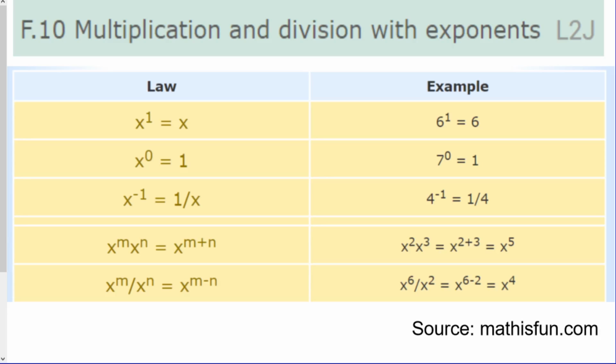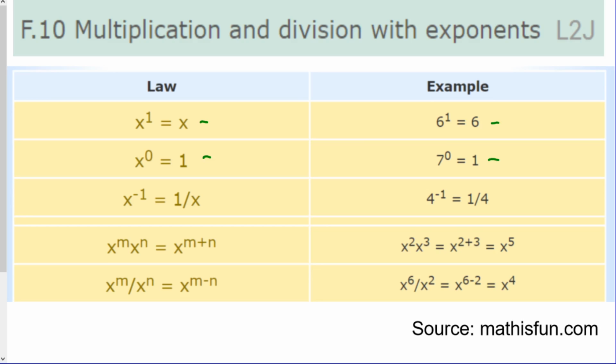All right, so let's review real quick a few laws of exponents that we've talked about. Anything to the first power is itself. For example, 6 to the first power is 6. Anything to the 0 power is 1. For example, 7 to the 0 power is 1.